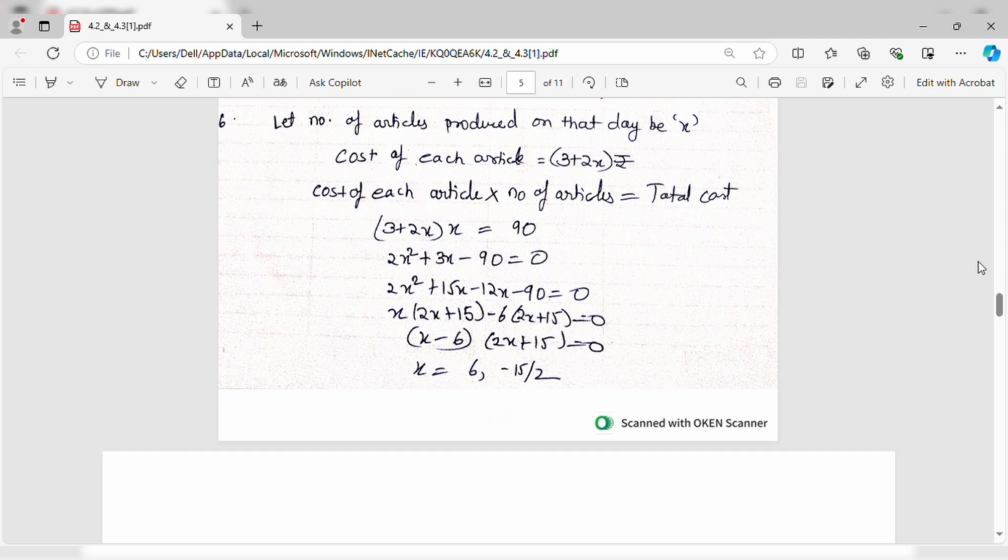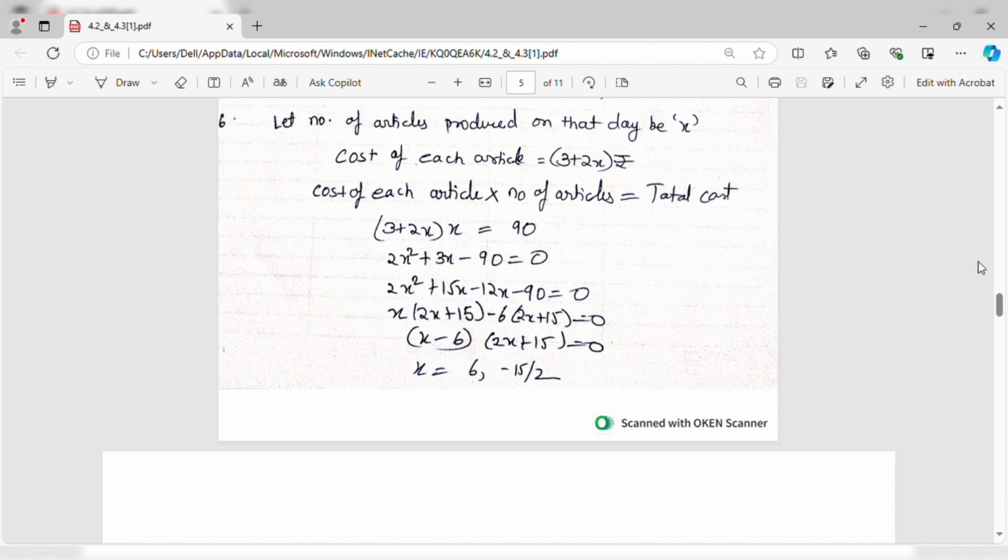Last question of this exercise. A cottage industry produces a certain number of pottery articles in a day. It was observed on a particular day that the cost of production of each article was 3 more than twice the number of articles produced on that day. If the total cost of production on that day was rupees 90, find the number of articles produced and the cost of each article.